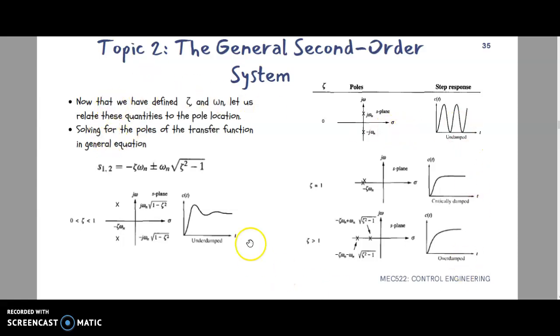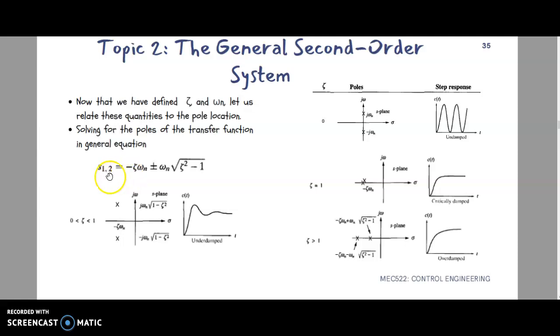Okay, same for this one. This one dia nak cakap pasal lambda tu. Kita ada general dia lambda between 0 to 1. So maksudnya kita nak tahu apa akan berlaku bila lambda tu 0, apa berlaku lambda between 0 to 1, apa yang akan berlaku bila lambda tu greater than 1 ataupun equal to 1. So for the general equation kita boleh cari dia punya pole.